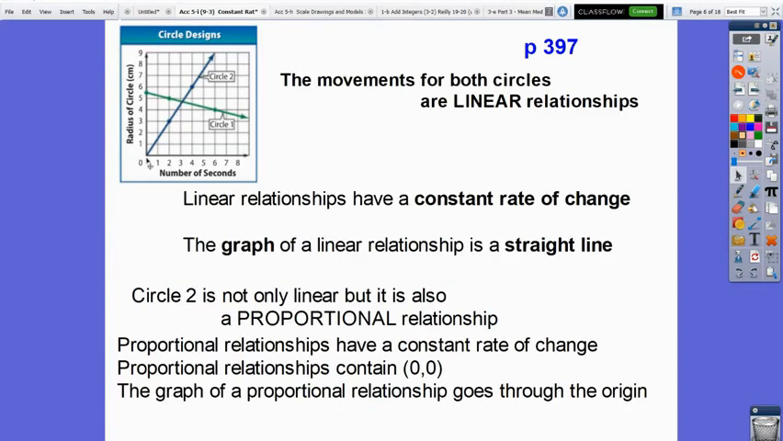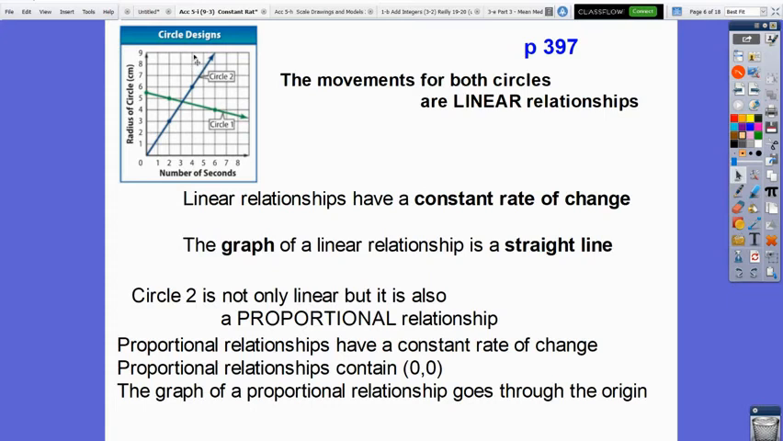Now, I want to look at circle 2 a little bit more here, and this is kind of going out of the book, but something we talked about in the last class. So both of these circles show linear relationships because their graphs are straight lines. If the graph is a straight line, the relationship has a constant rate of change. It is a linear relationship. Okay, so linear, constant rate of change, straight line graph, those all mean the same thing.